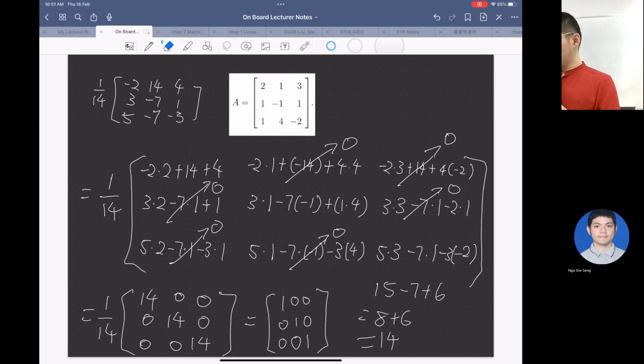In the meantime, you can come and collect your quiz for yourself. Yeah, you can collect one by one. Don't be too crowded here. Too crowded.